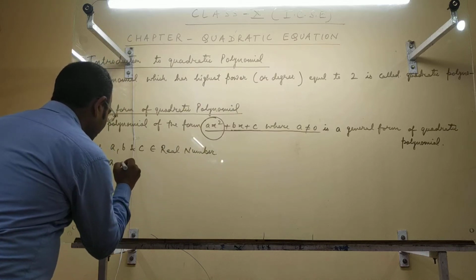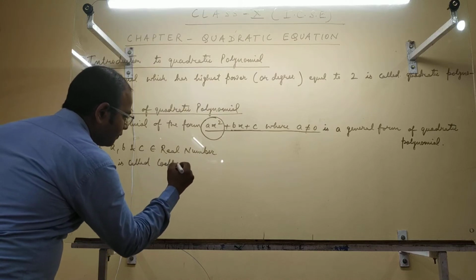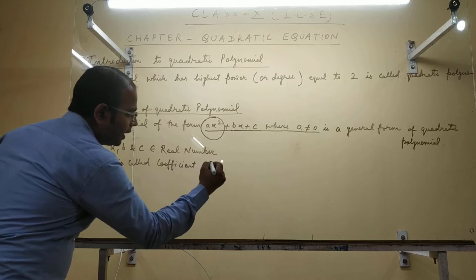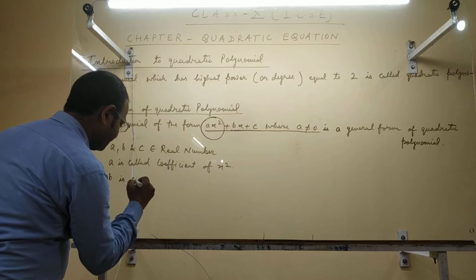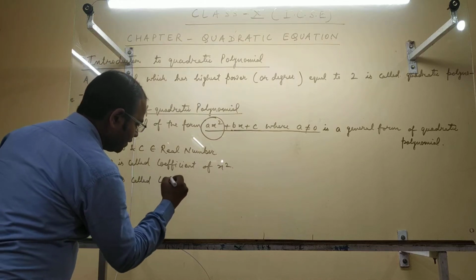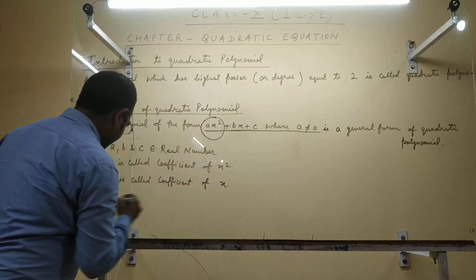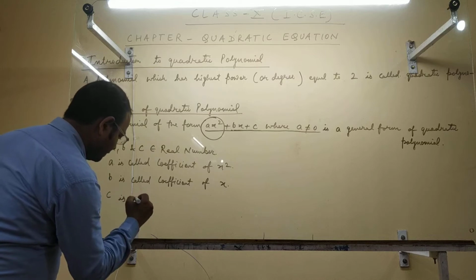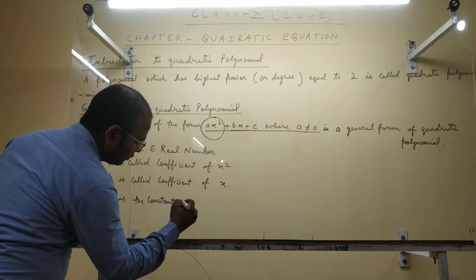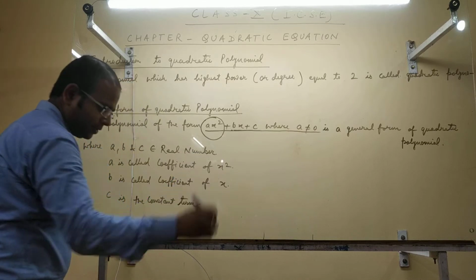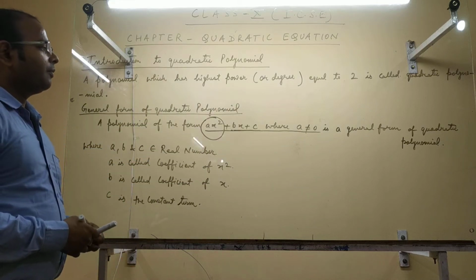a is called the coefficient of x square, b is called the coefficient of x, and c is the constant term. So here this is the description of a quadratic polynomial.